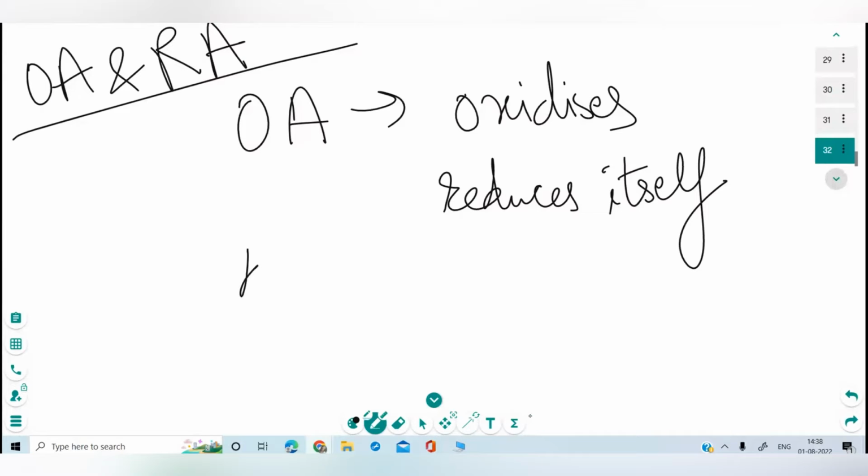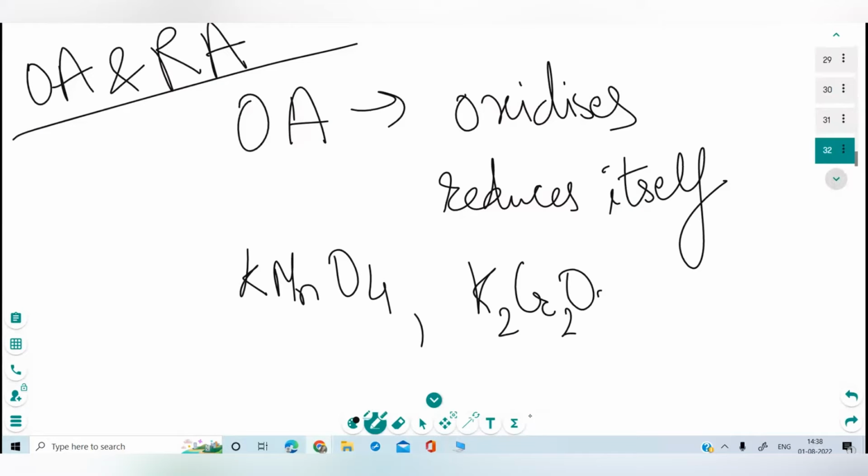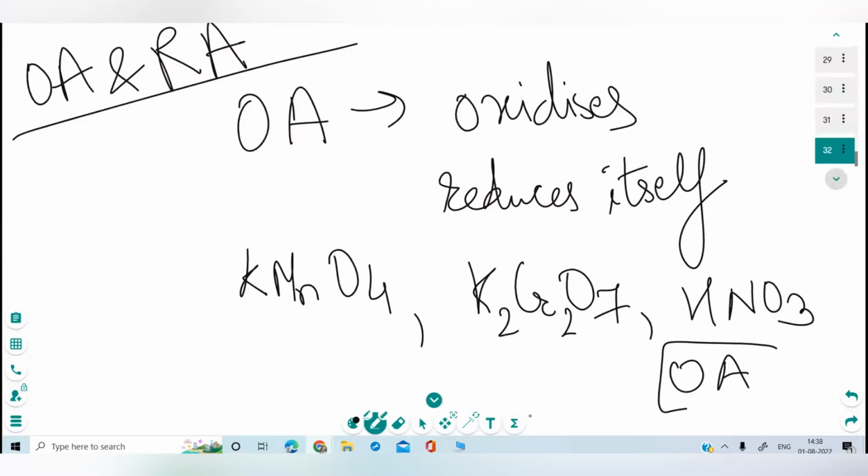So what are the examples of oxidants? You can say KMnO4. This is one. Second is K2Cr2O7. Third is HNO3. These are all oxidizing agents. Examples of oxidizing agent, one mark question: name two oxidizing agents. You should be knowing this. What's the second one? K2Cr2O7.